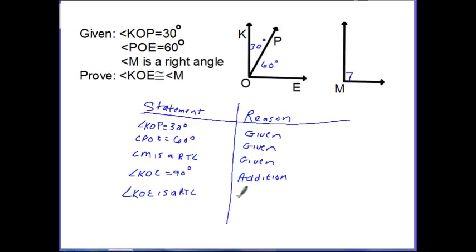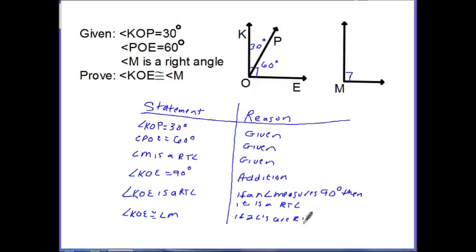The reason is if an angle measures 90 degrees, then it is a right angle. Okay? Put my little marking in showing a right angle. Next, I'm going to say angle KOE is congruent to angle M. And my reason is if two angles are right angles, they are congruent. And we're set. Again, it's important to be explicit.